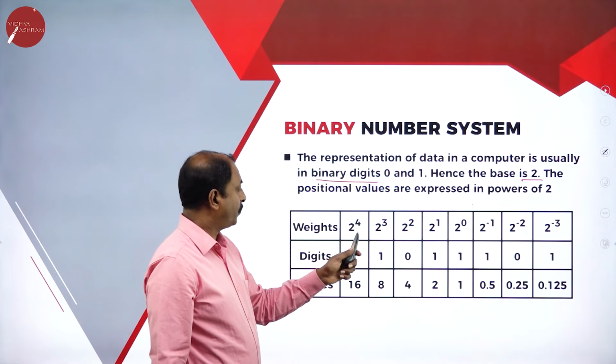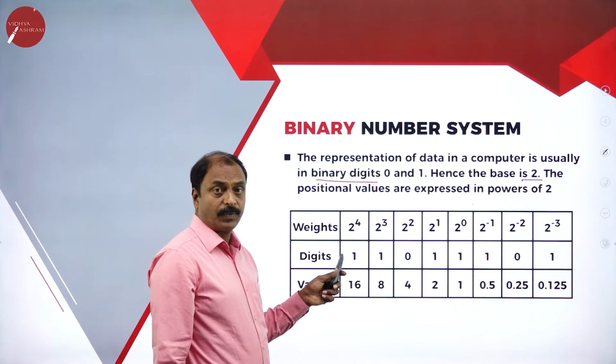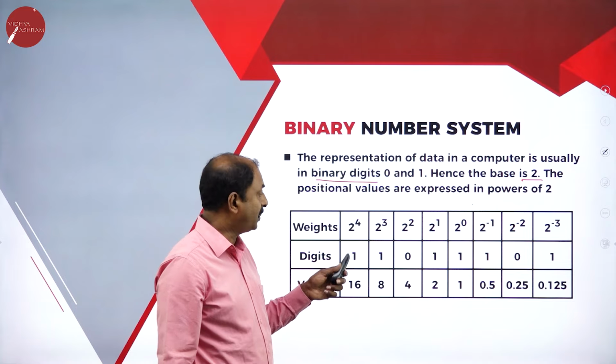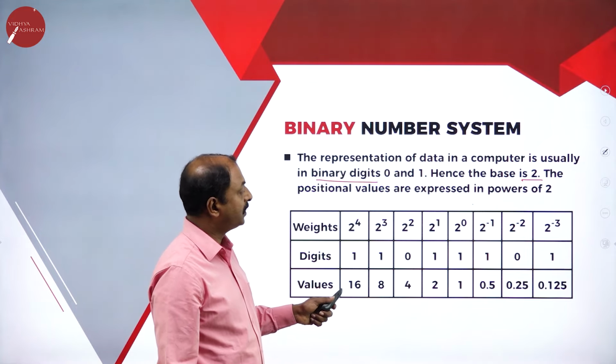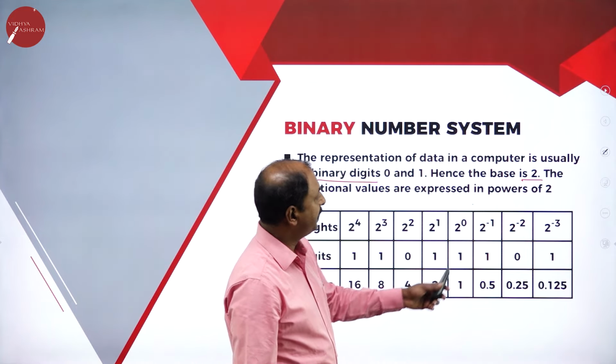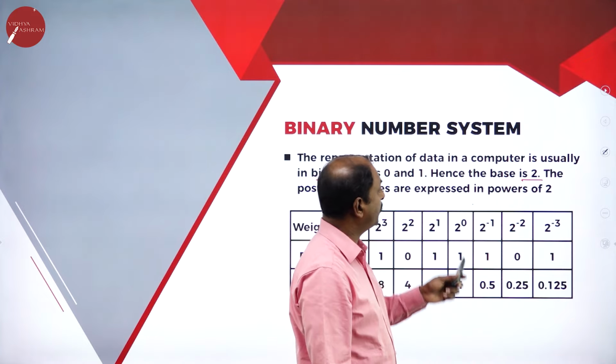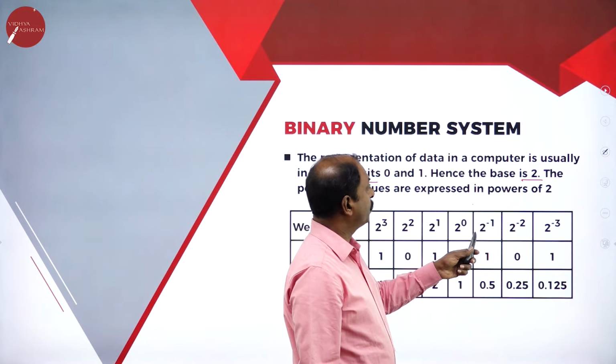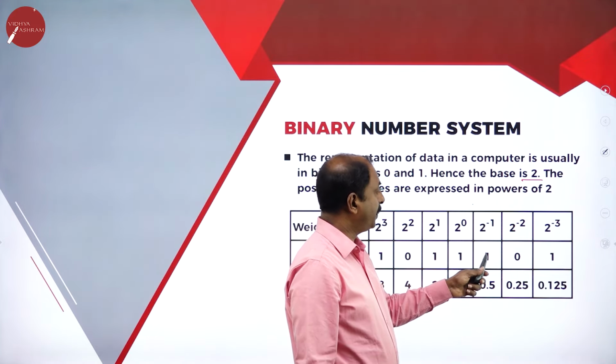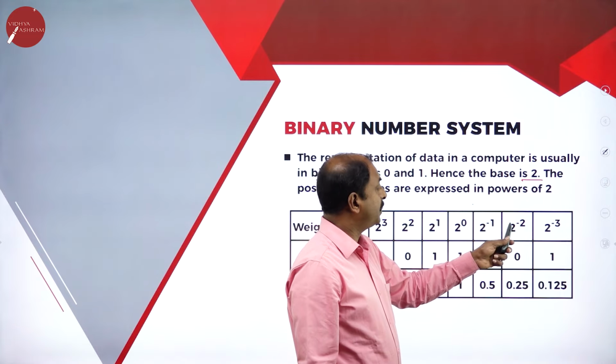And 2 to the power of 4 is 16, and 16 into 1 is 16. Now look at the digits after the decimal point. Here 2 to the power of minus 1 is 1 into 1 by 2. Then 2 to the power of minus 2 is 1 by 4.